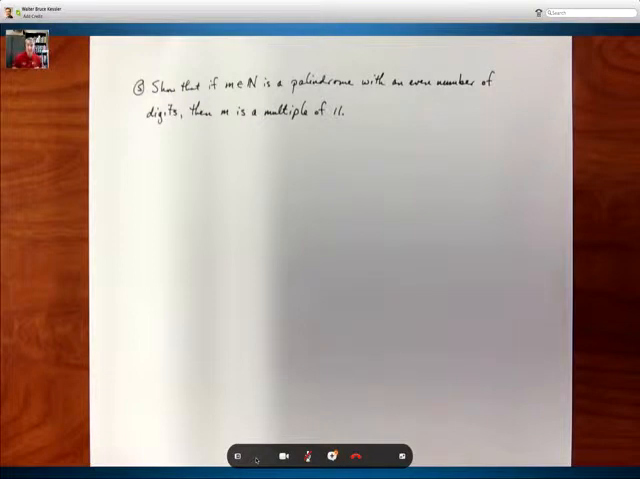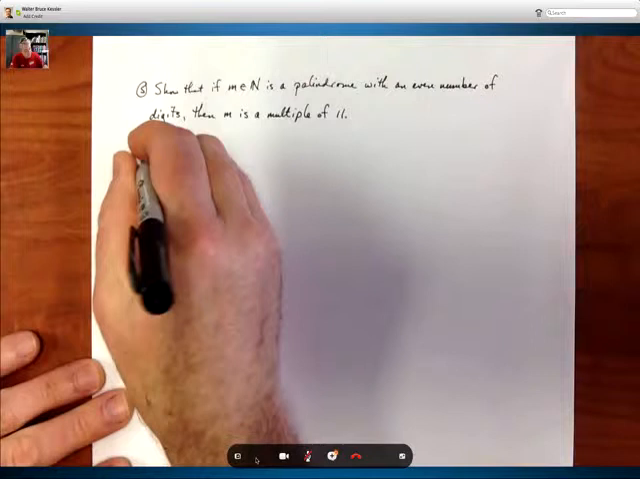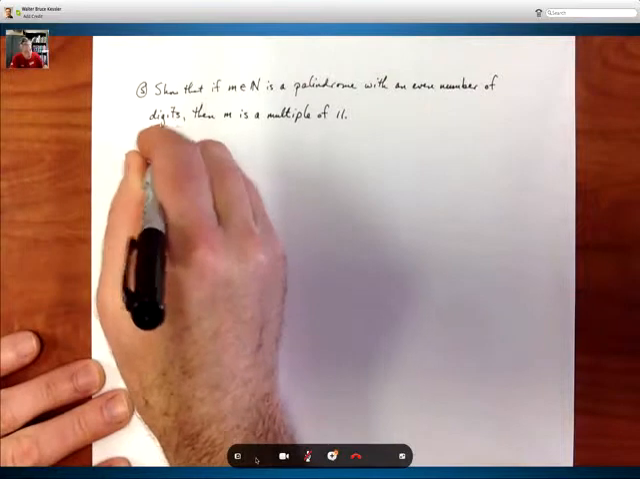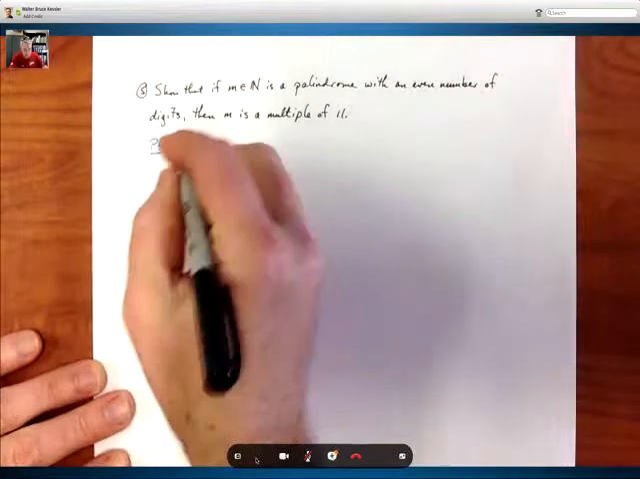So the problem here is that we want to show that if m is a natural number that's a palindrome with an even number of digits, then m has to be divisible by 11. Okay, it's a multiple of 11. So we start by representing the number m, okay?